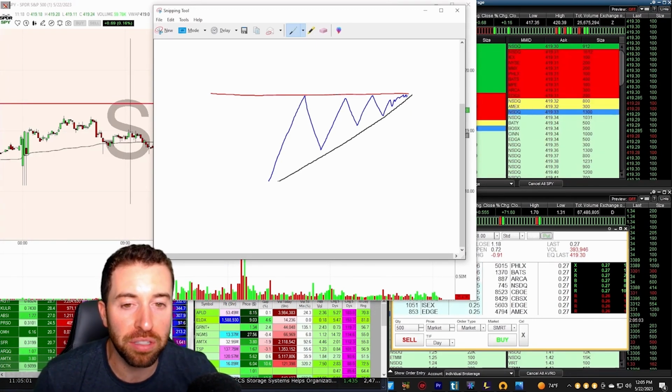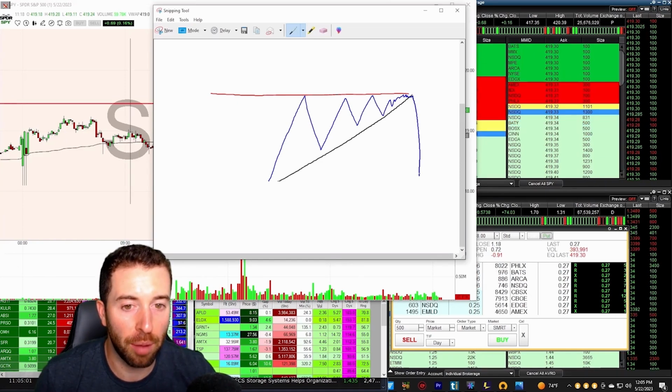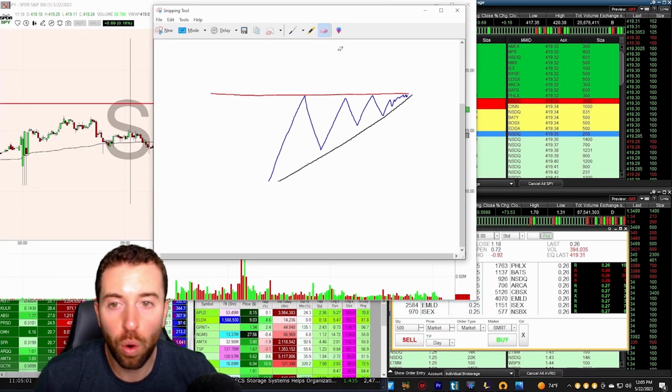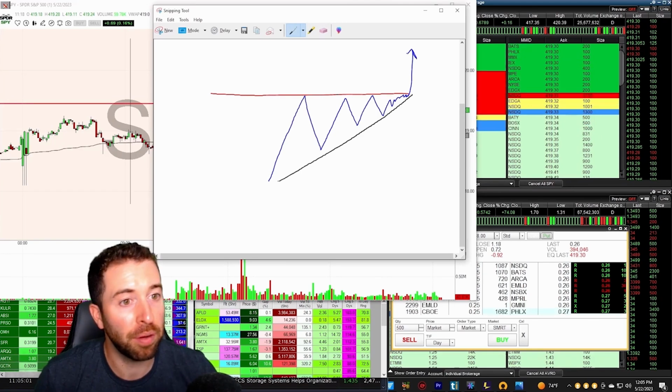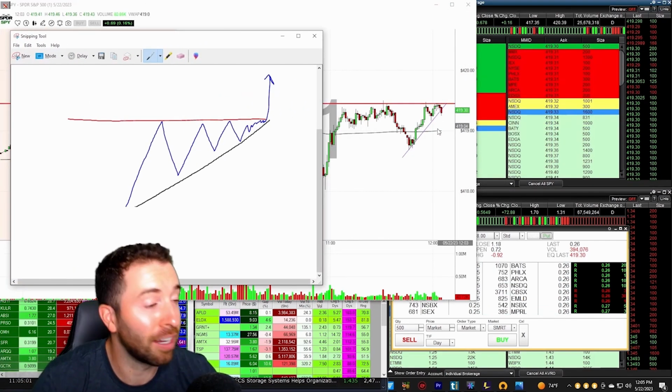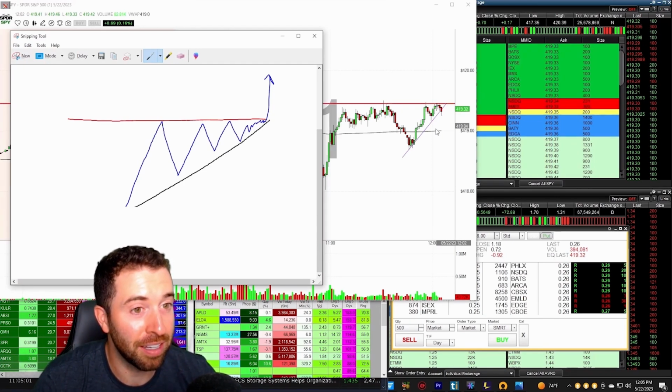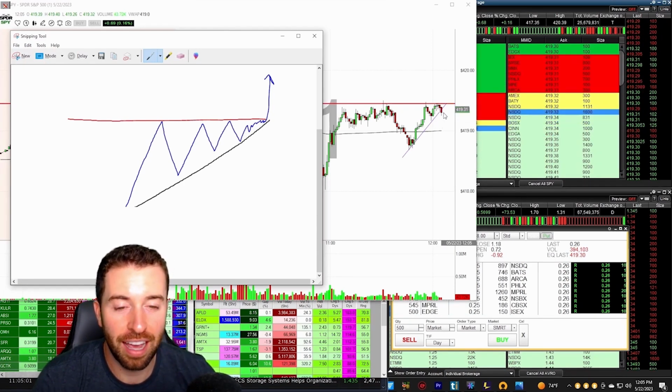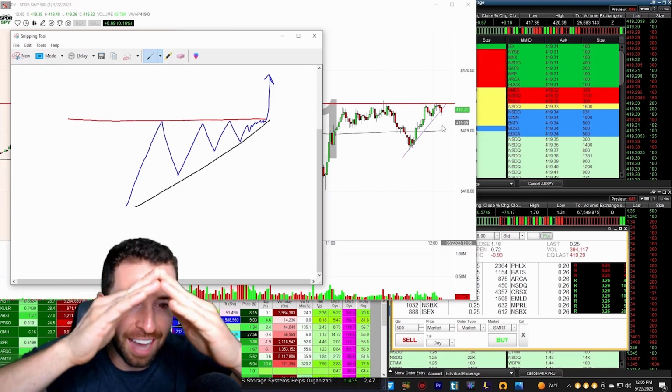Something has to happen. This volume has to go somewhere. Either it's going to dump and we're going to see a sell-off, or we're going to see a spike up and we're going to see a breakout. So I can tell you, within the next few moments, we're probably either going to see a spike or we're going to see a dump. And as you can see, all this volume is getting tighter and tighter and tighter.